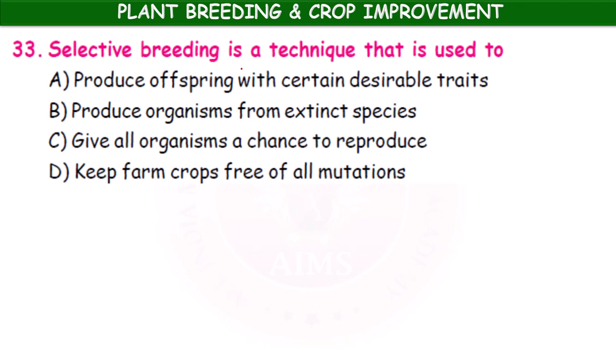Selective breeding is a technique that is used to produce offspring with certain desirable traits, produce organisms from extinct species, give all organisms a chance to reproduce, or keep farm crops free of all mutations. Which one? Produce offspring with certain desirable traits.